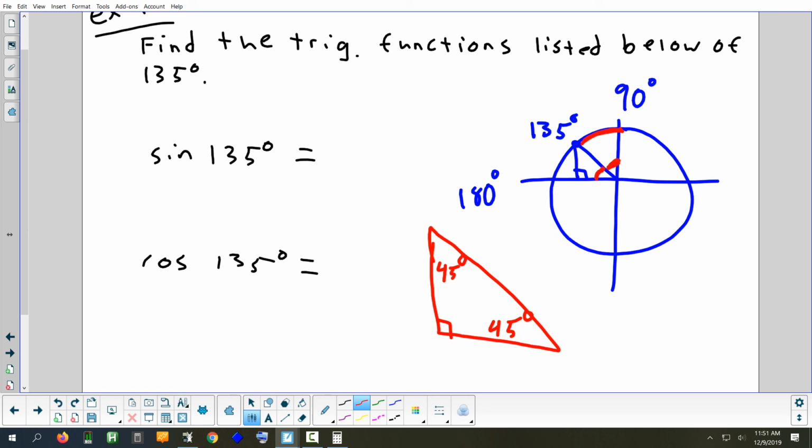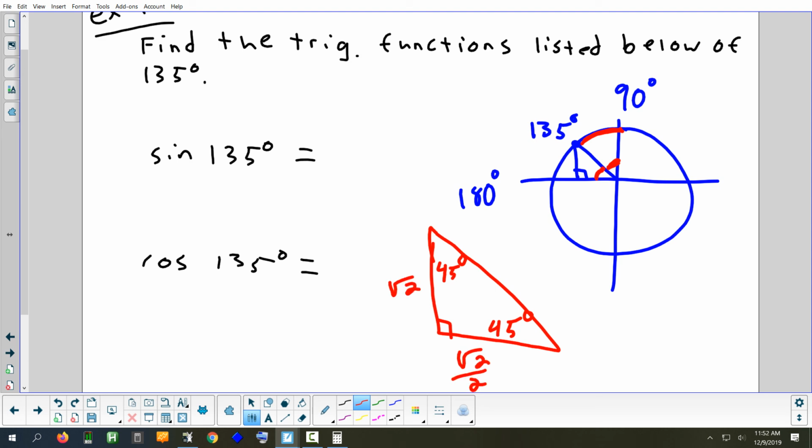Now we just have to remember how long each side is. Each side is what number in this triangle? It's not the 1/2 or root 3 over 2. It's the other number. Yes, they're both square root of 2 over 2.